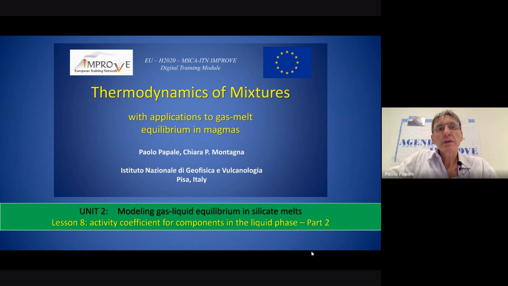Welcome to lesson number 8. With this lesson, we complete our description of the activity coefficient for components in a mixture. And in general, we complete our description of the thermodynamics of mixtures, for as much as it is required to develop a fully real thermodynamic model of gas-melt equilibrium in magmas.